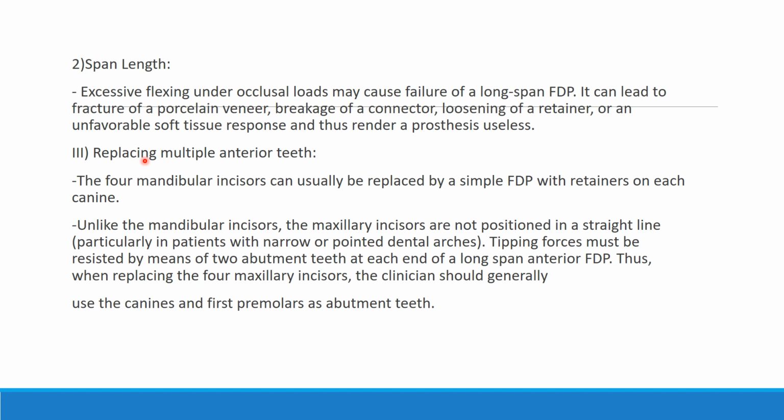Coming to the third aspect, which is replacing multiple anterior teeth, the four mandibular incisors can usually be replaced by a simple fixed dental prosthesis with a retainer on each canine. Unlike the mandibular incisors, the maxillary incisors are not positioned in a straight line, particularly in the different arch forms. Tipping forces must be resisted by means of two abutments at each end, guys. You get it?